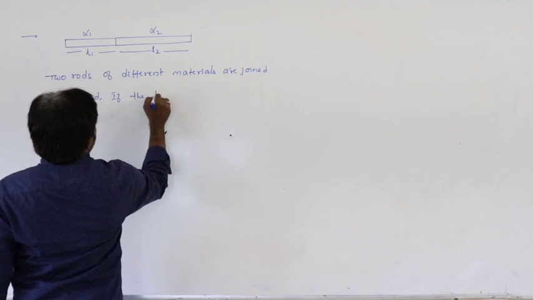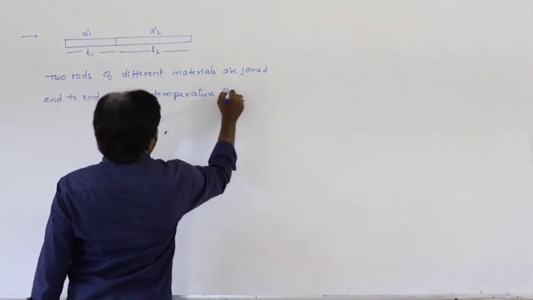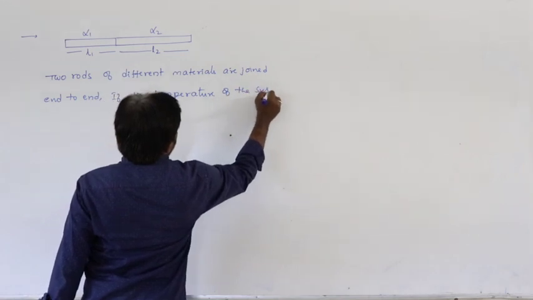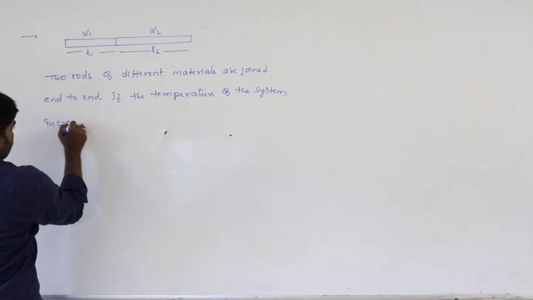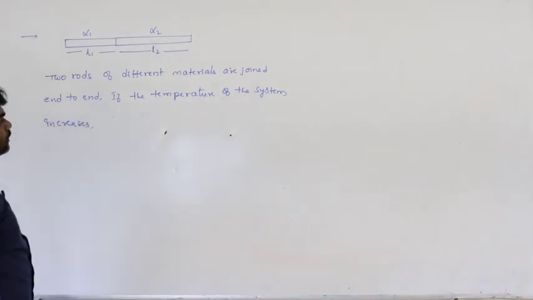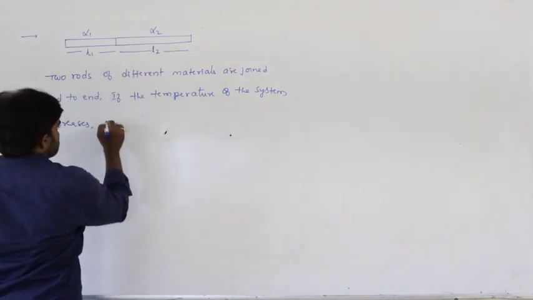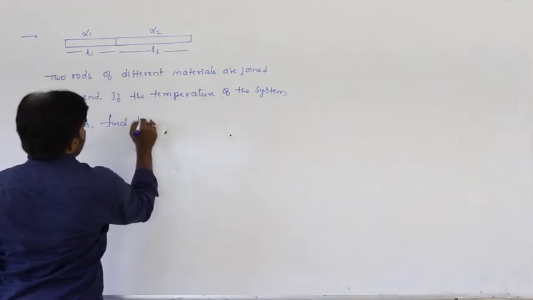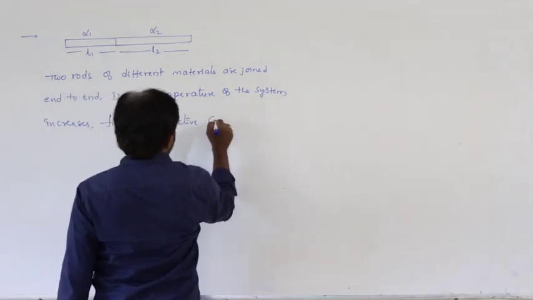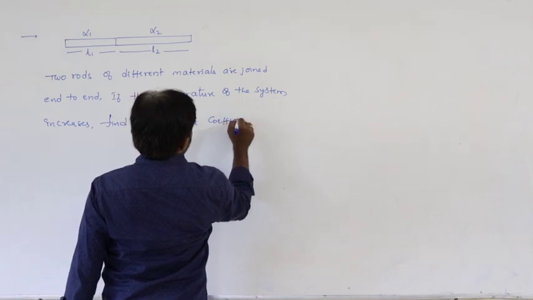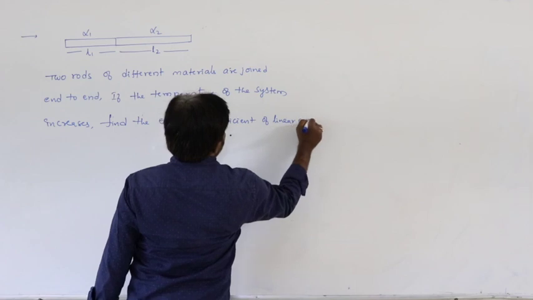If the temperature of the system increases, what happens? Definitely the length of the rods increases. Find the effective coefficient of linear expansion.